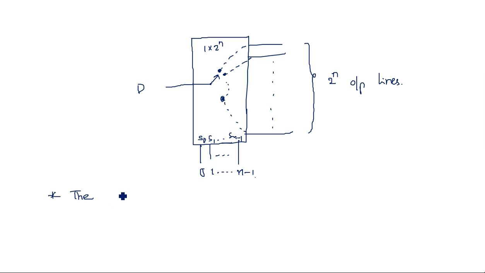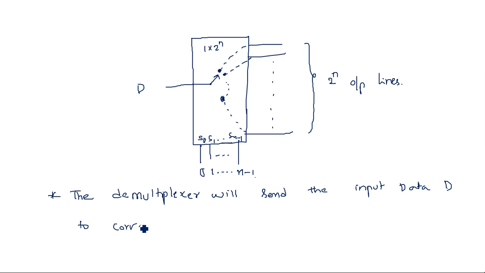The demultiplexer will send the input data D to the corresponding output line based on the selection lines.